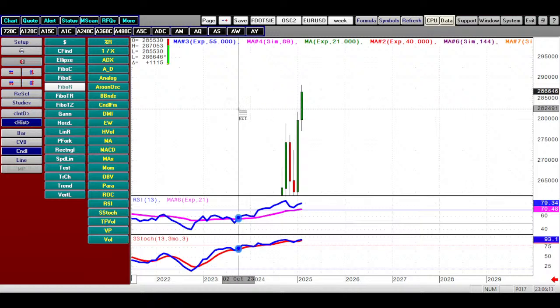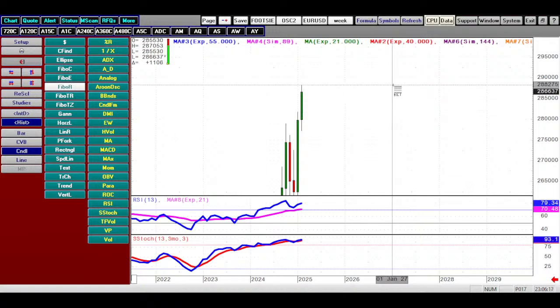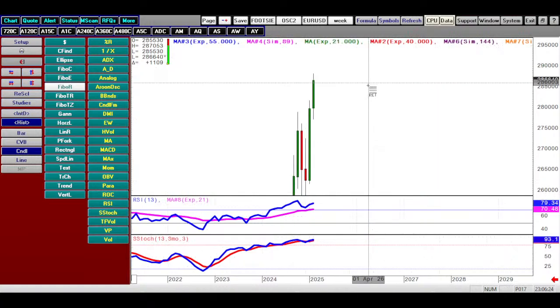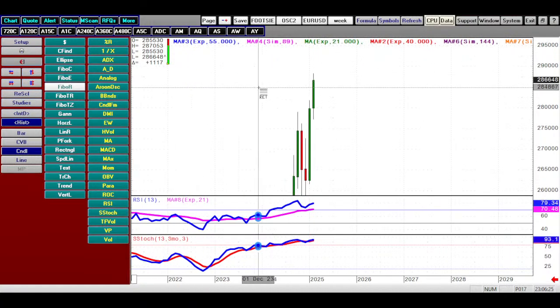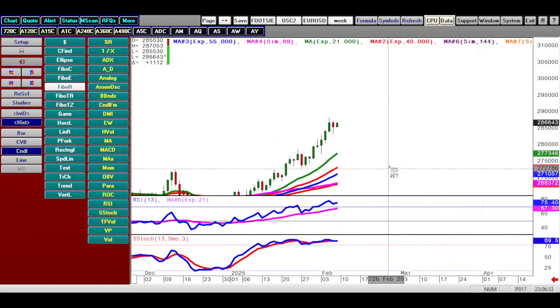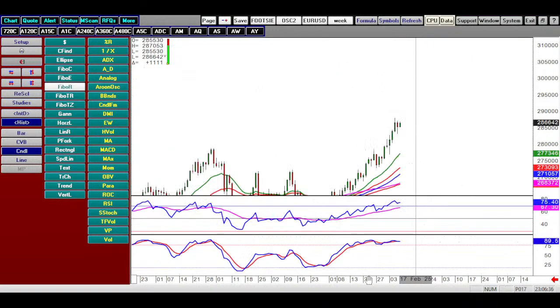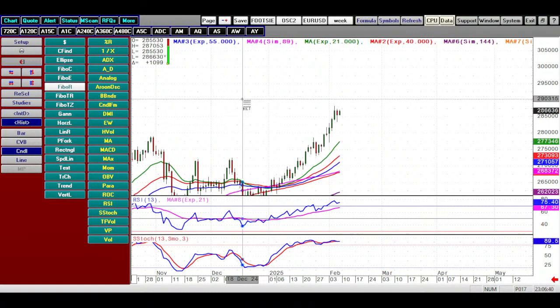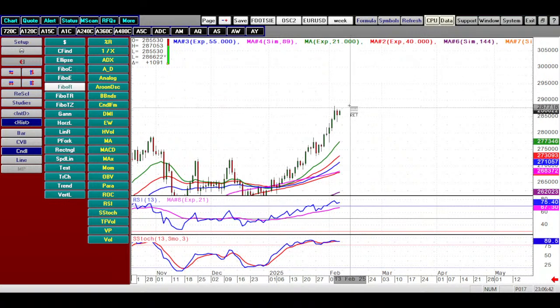What we are expecting is that 2882 has to break. If it breaks, then we should see 2894, 2904 and 2915. These are the targets for this week or today. Next, looking at the trend, the price language of this daily chart.